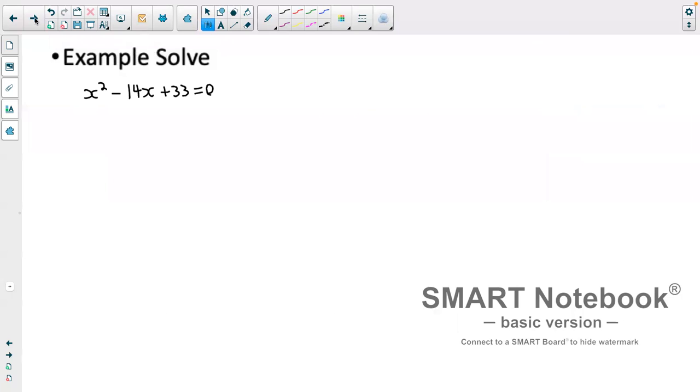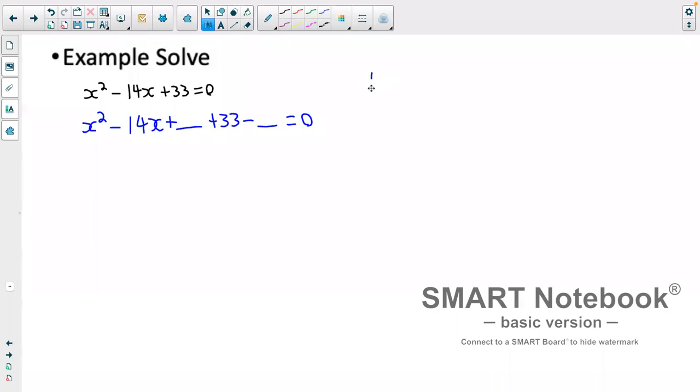So for example, we've got x squared minus 14x plus 33 equals 0. So first step is putting in our blanks. So x squared minus 14x, and then we've got blank. We know this one's going to be our positive one, so I'll put plus a blank, then plus 33. And then this one we know is negative, so I'll put minus a blank equals 0.